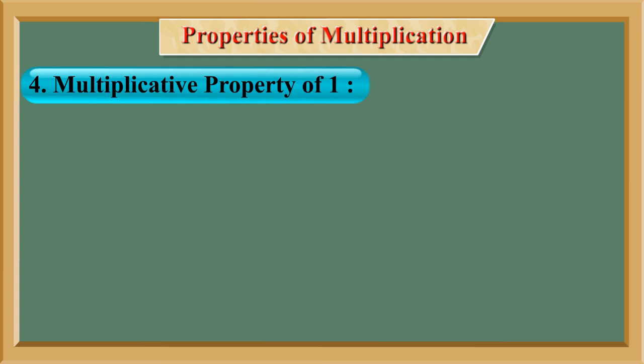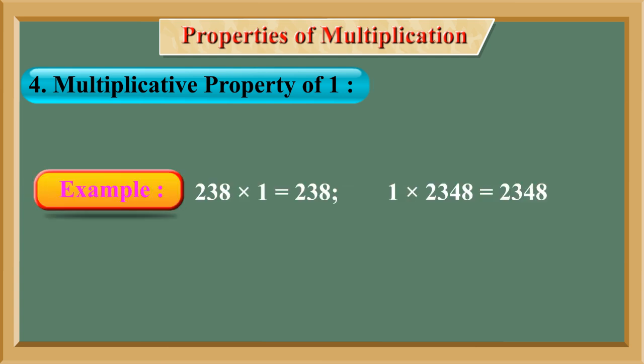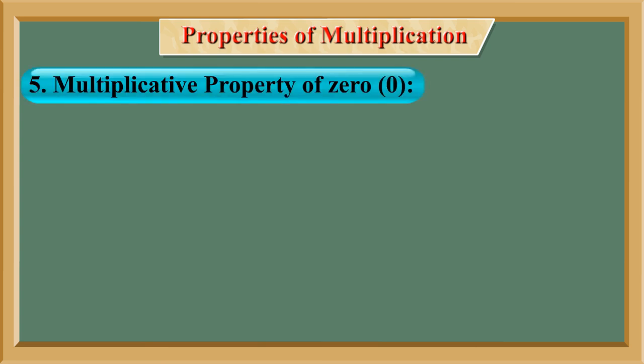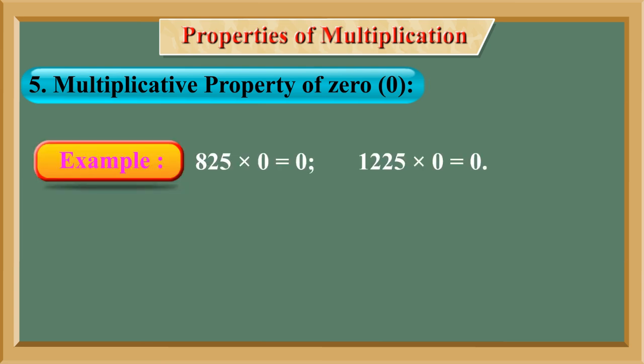Fourth, multiplicative property of 1. The product of a number and 1 will give the number itself. Examples, 238 multiplied by 1 is equal to 238. 1 multiplied by 2348 is equal to 2348. Fifth, multiplicative property of 0. The product of a number and 0 will be 0. Examples, 825 multiplied by 0 is 0. 1225 multiplied by 0 is equal to 0.